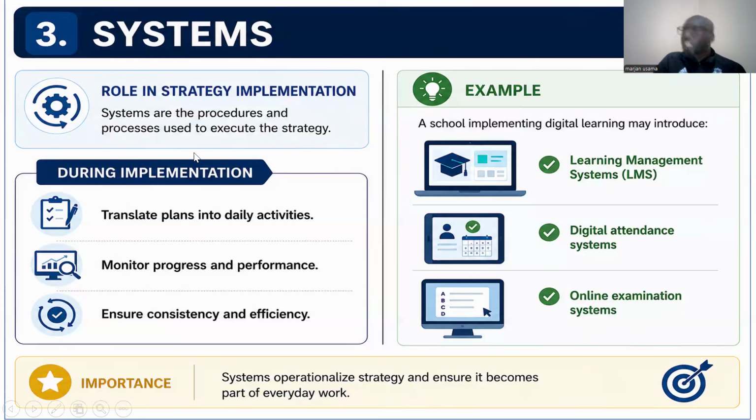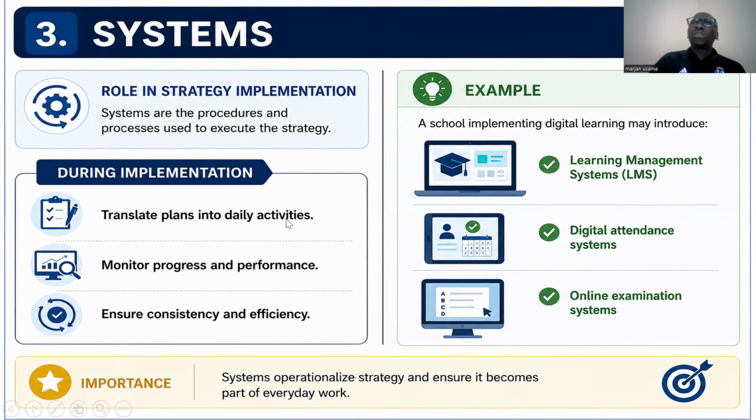During implementation, the system, number one, translates plans into daily activities. Number two, monitors progress and performance. Number three, ensures consistency and efficiency. Your strategy cannot be effectively executed and implemented if you have weak systems, weak procedures, or weak processes. That is why as an organization or as a business, your processes should be clearly defined.